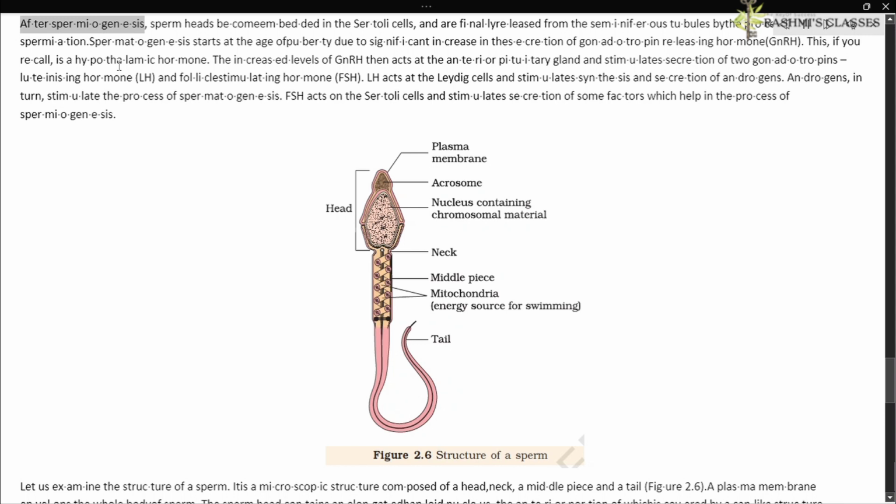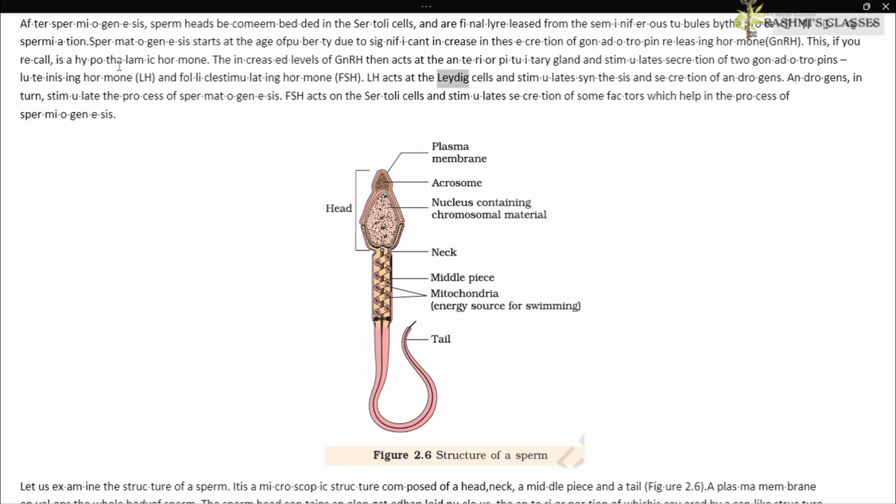After spermiogenesis, sperm heads become embedded in the Sertoli cells, and are finally released from the seminiferous tubules by the process called spermiation. Spermatogenesis starts at the age of puberty due to significant increase in the secretion of gonadotropin-releasing hormone, GnRH. This, if you recall, is a hypothalamic hormone. The increased levels of GnRH then act at the anterior pituitary gland and stimulate secretion of two gonadotropins, luteinizing hormone, LH, and follicle-stimulating hormone, FSH.